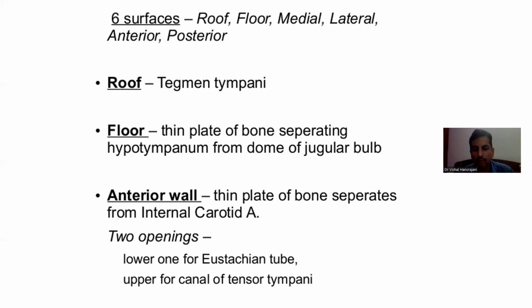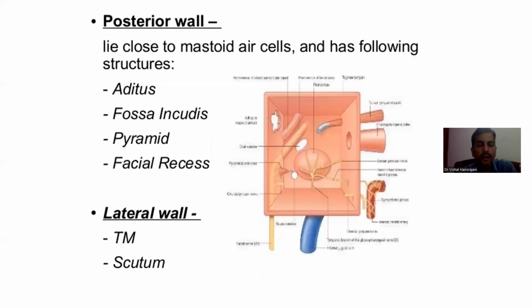The anterior wall is a thin plate of bone. It separates the cavity from the internal carotid artery. This anterior wall has got two openings: the lower one is for the eustachian tube, and the upper one is the canal for the tensor tympani muscle. The posterior wall lies close to the mastoid air cells and has the following structures: the aditus, the fossa incudis, the pyramid, and the facial recess. The lateral wall has got the scutum or lateral attic wall, a bony wall, and the tympanic membrane.